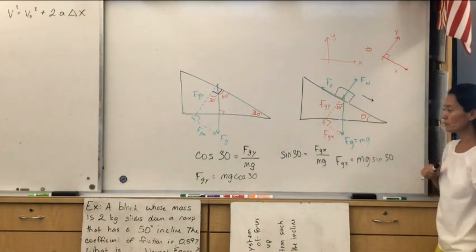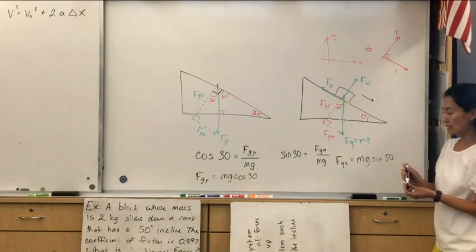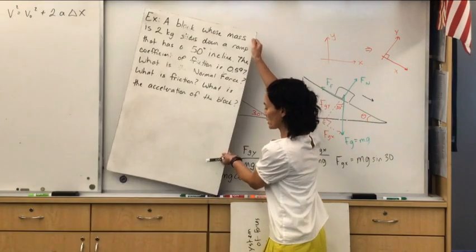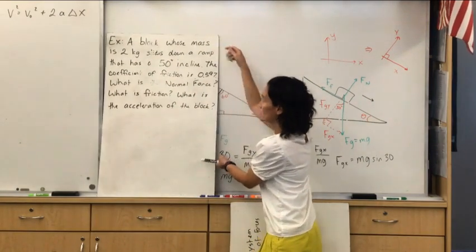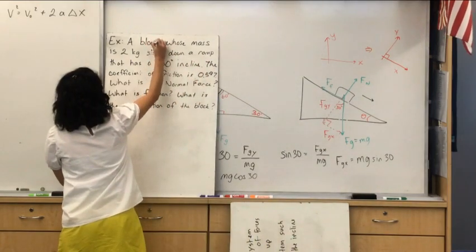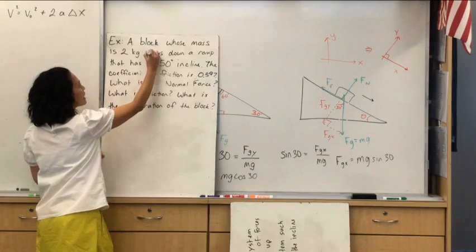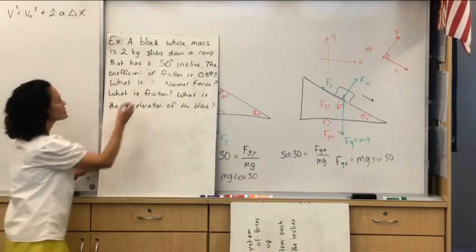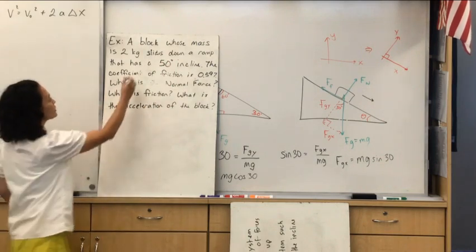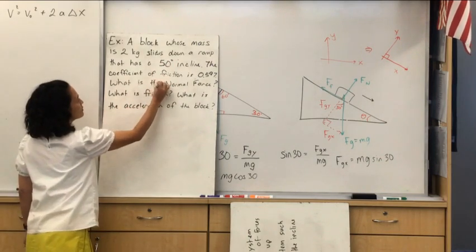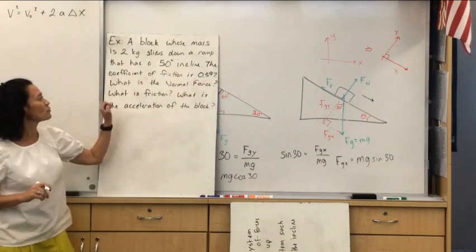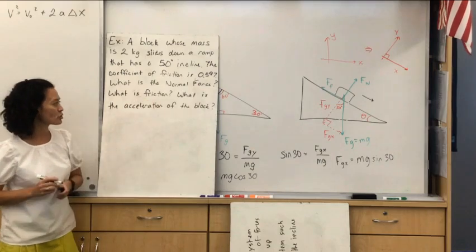Okay. So let's look at an example of this. You have this in your workbook here. A block whose mass is 2 kilograms slides down a ramp that has a 50-degree incline. The coefficient of friction is 0.597. What is the normal force? What is friction? What is the acceleration of the block?